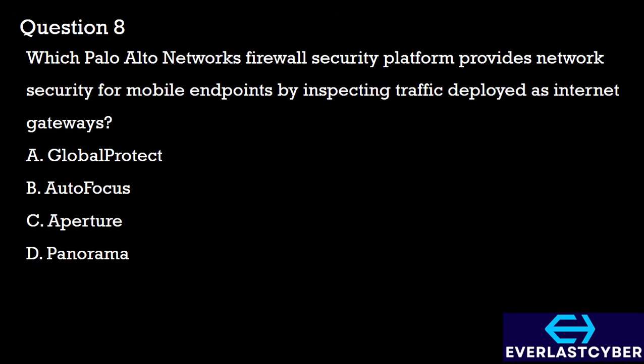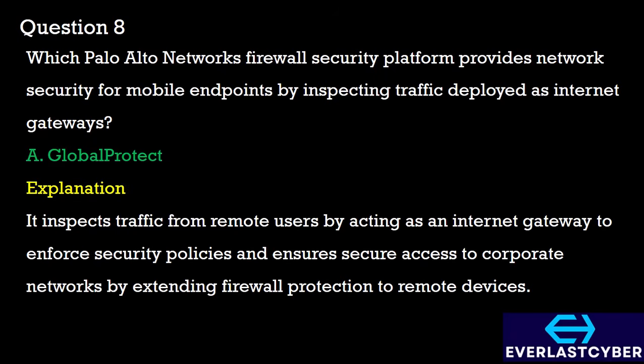Autofocus is a threat intelligence tool that helps security teams to analyze malware trends, but it doesn't provide network security for mobile endpoints. Aperture is a cloud-based security broker that is used for protecting cloud-based applications, but it is not used for mobile endpoints. While Panorama is a centralized firewall management tool that is used for monitoring or managing multiple Palo Alto firewalls, it does not provide security for mobile endpoints. So our answer here is option A, GlobalProtect.